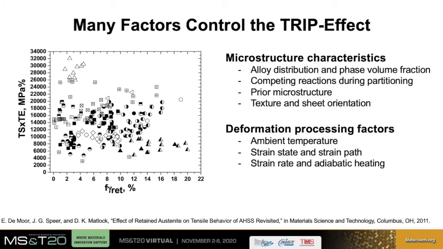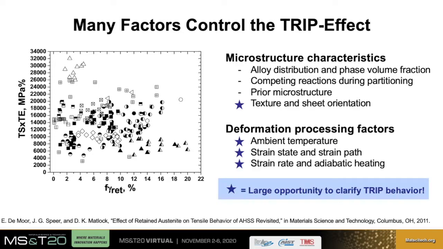So based on an ongoing literature review, I've concluded that the main factors that control TRIP can be divided into microstructure characteristics and deformation processing factors. The first can be controlled at the steel mill, and the latter can be controlled during sheet forming or in a vehicle crash. For example, we can control alloy distribution in the microstructure at the mill by modifying the Q&P heat treatment parameters. Likewise, we can control strain rate during a stamping operation by adjusting the tool displacement rate.